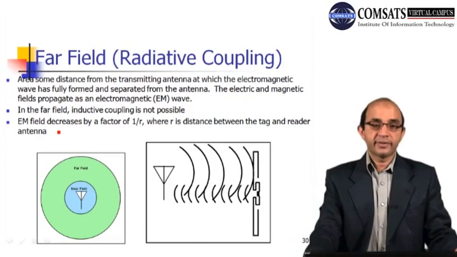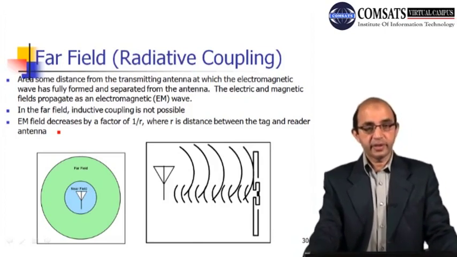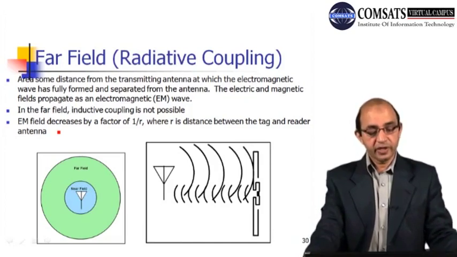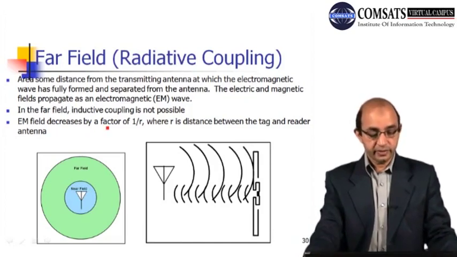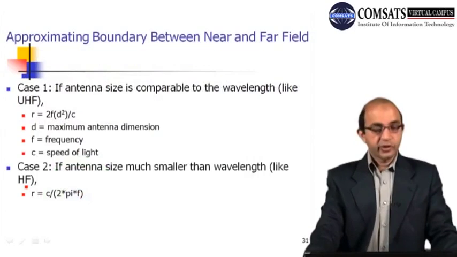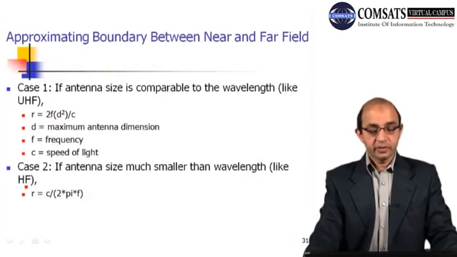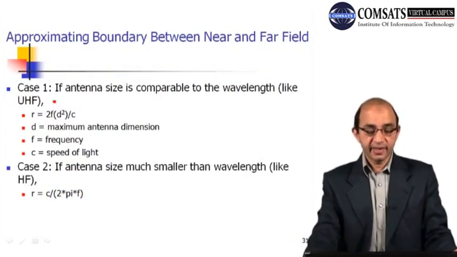So here again, as we move away, there is a decrease in the power of the EM wave, so that the EM field decreases by a factor of 1/r. So you can see its reciprocity over here, where r is the distance between the tag and the read antenna. So here we have the approximation between near and far field. In one case, if the antenna size is comparable to the wavelength, right?